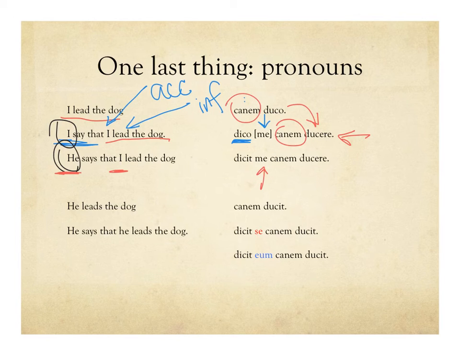Okay, so in this first one, me isn't necessary because we assume the subject is the same as dico, but here you can see I've got two accusatives. The first one is the subject, and the second one is the direct object, and it comes right before the infinitive. Okay? Now, this is pretty straightforward in a situation like this, but what if we have a sentence like, he leads the dog, right? Subject, verb, direct object. Canem ducit.